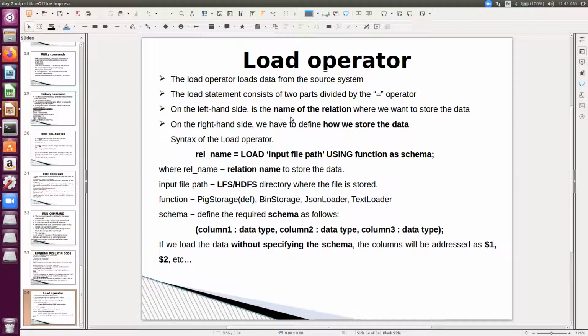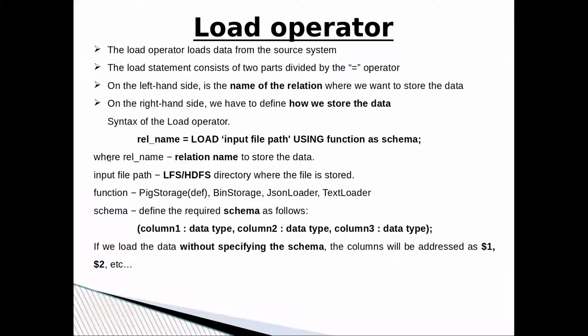On its left, we write the name of the relation where we want to store the data. We are going to load the data, so it would be loaded into a relation. On the left of equal to, we write the relation name, and on the right hand side, we write the load operator followed by some parameters. You can see the syntax of the load operator on screen now. We have a relation name on the left, then an equal to sign, then the operator load, then the file which is to be loaded.